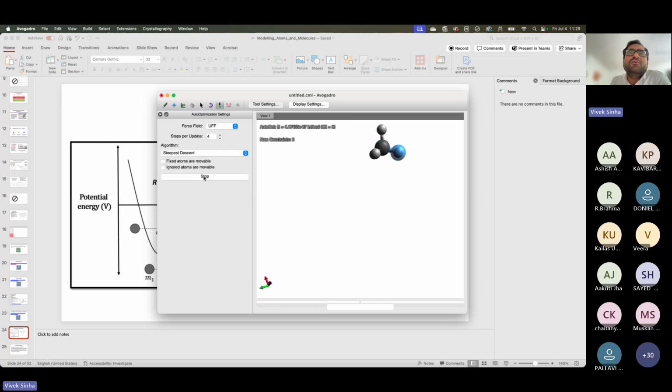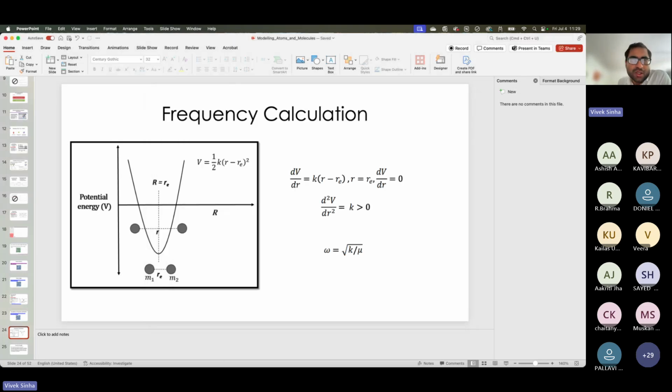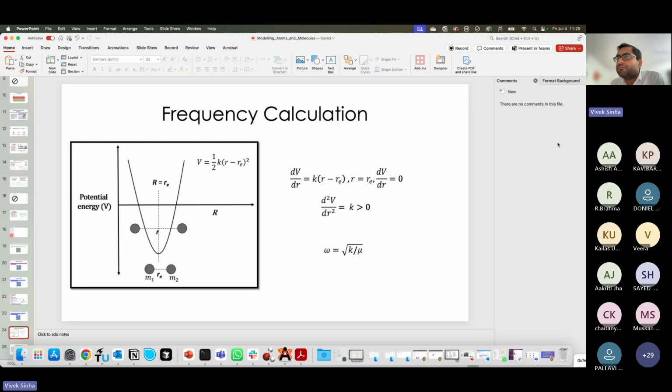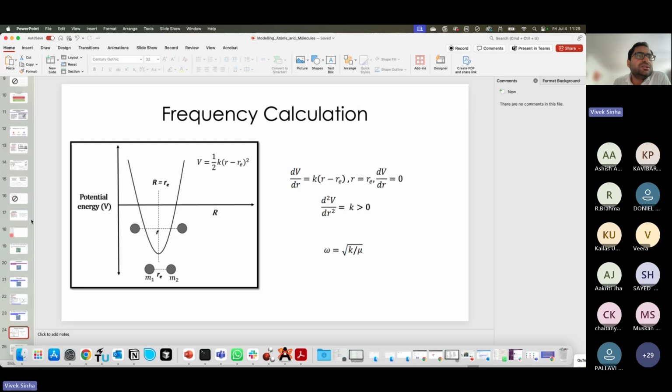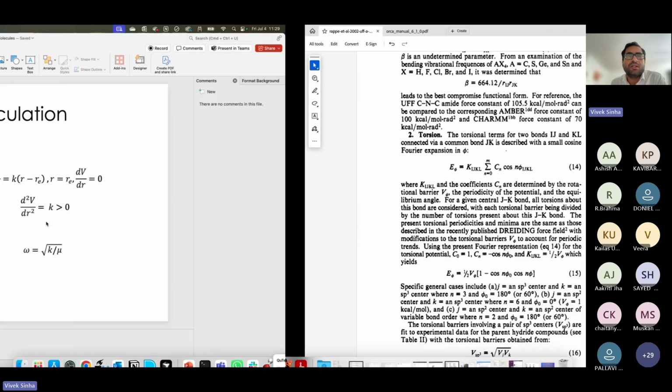Essentially, UFF has been parameterized in such a manner that it's a general force field, so it works very well for different kinds of atoms. That's why I chose UFF, but you are free to choose any other method. If you have DFT set up here somehow, you can also use that. I hope that answers your question. Let's get back to the paper so that we can conclude.